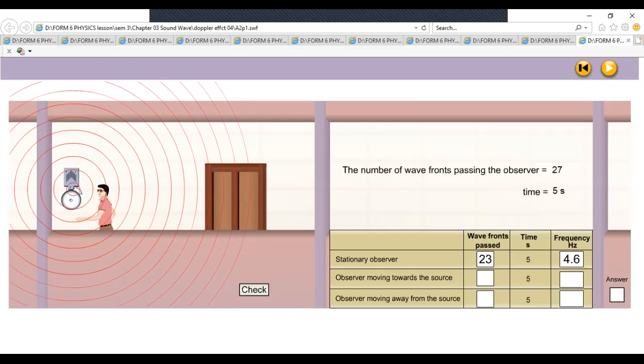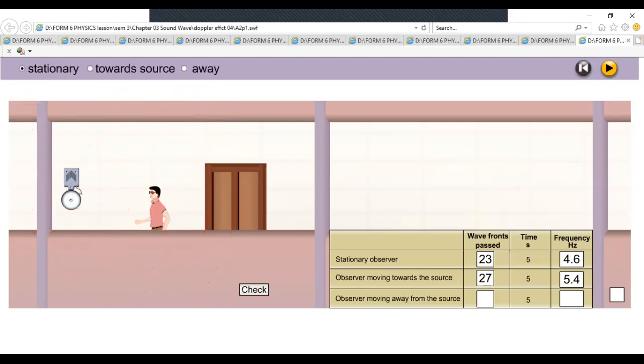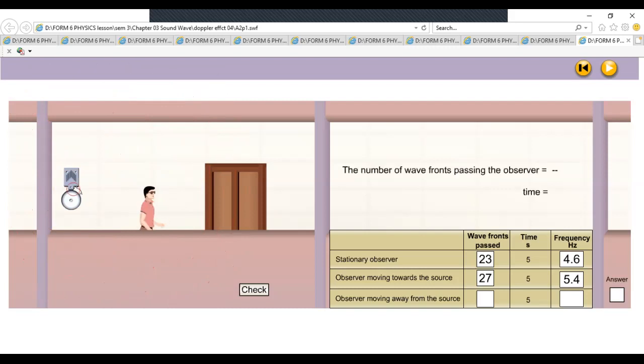When the observer moves towards the source, 27 wavelengths are passed by the observer in 5 seconds. That means the frequency will be 27 divided by 5. We get that the frequency now becomes higher, because it becomes 5.4 hertz. Ladies and gentlemen, now we observe if the observer moves away from the stationary sound source.